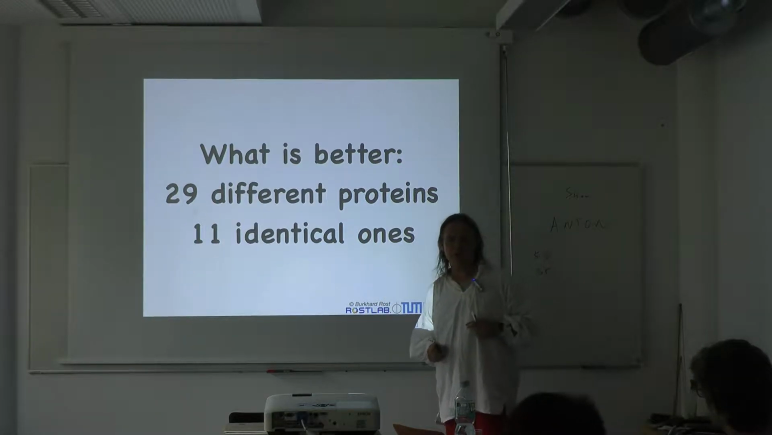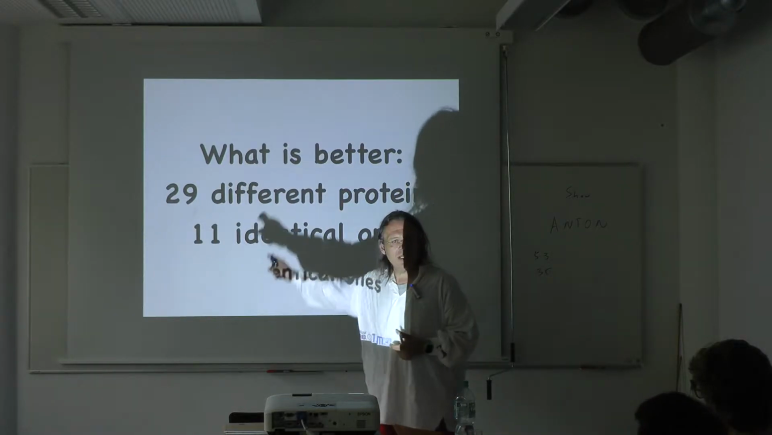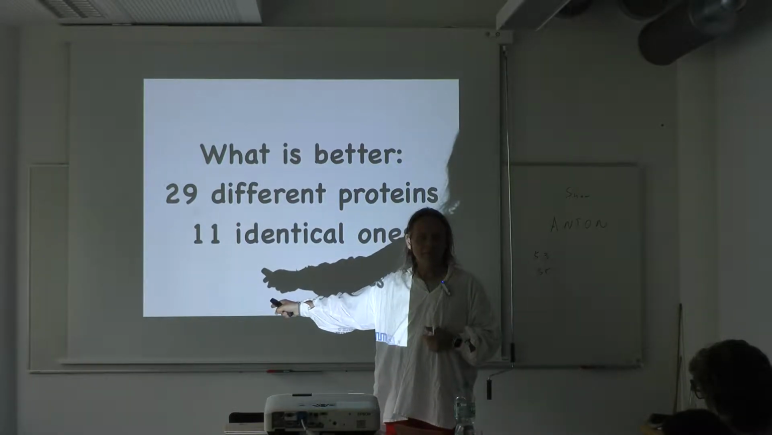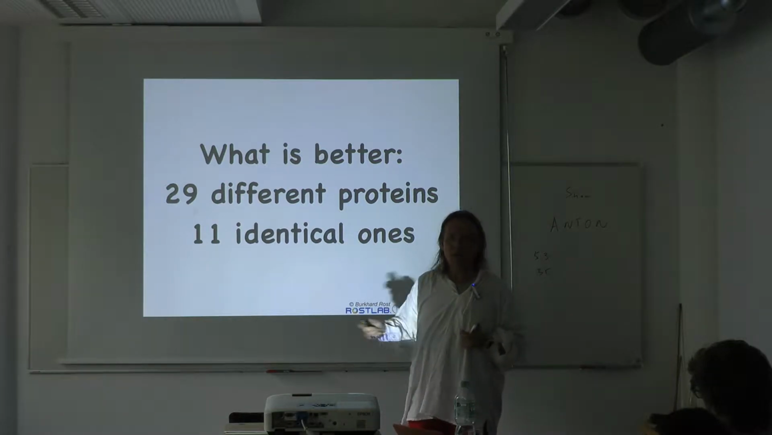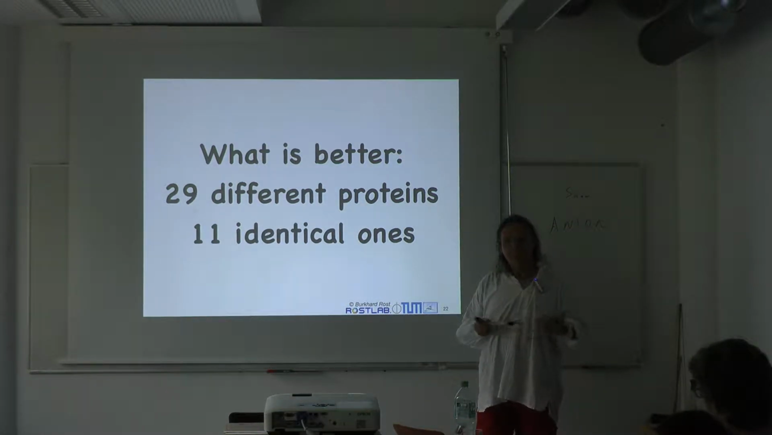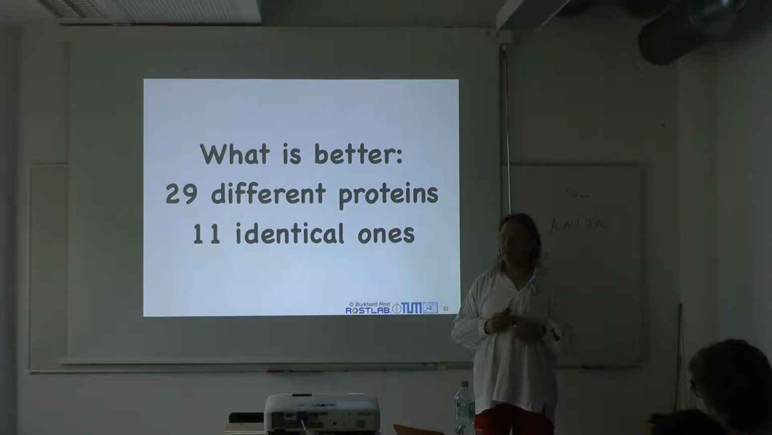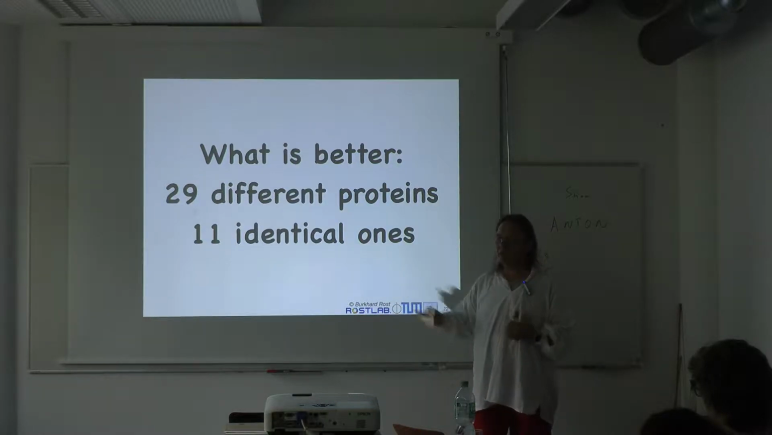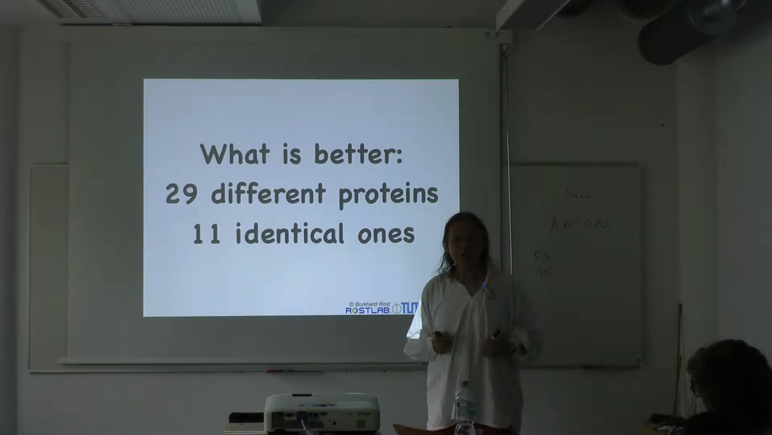So now we have the choice. We can assess methods on the 11 that are identical, or we can assess them on the 29 that they have predicted that will not completely overlap. Only 11 in these 29 will be identical. Which one is going to be better?